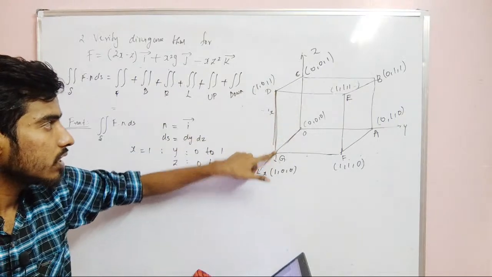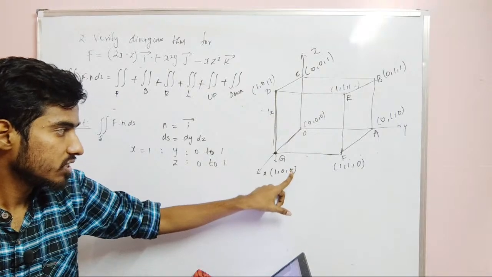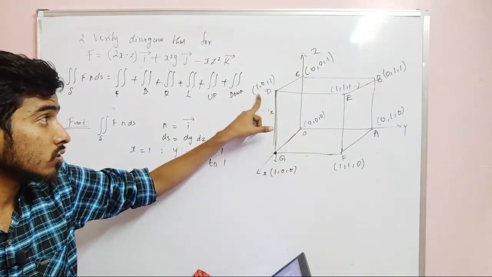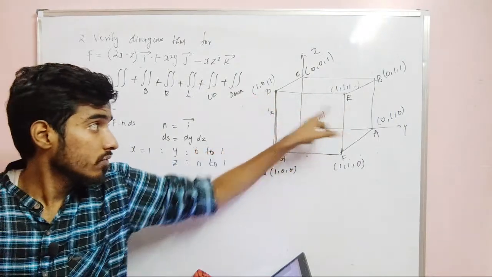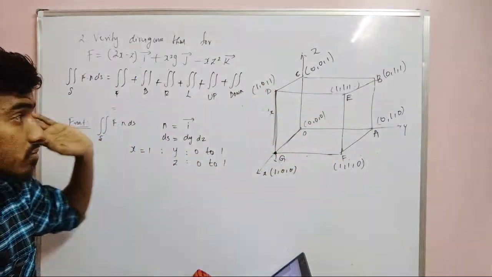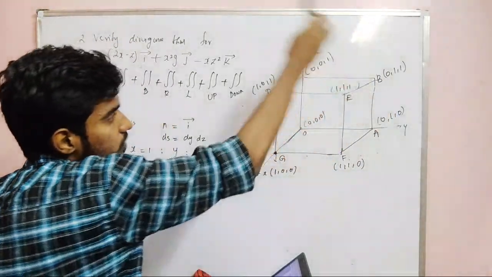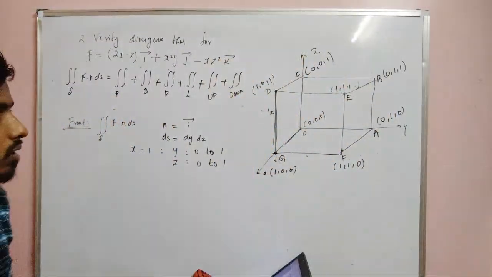So from here to here we are moving in the z direction. So 1, 0 will remain as it is, z will be changed to 1. So we have 1, 0, 1. And from here to here we are moving in the y direction. That means 0 will be changed to 1. And here to here we are moving in the z direction. So that will be changed to 0, 1, 1.